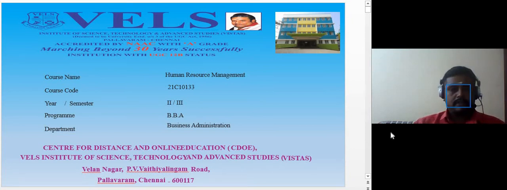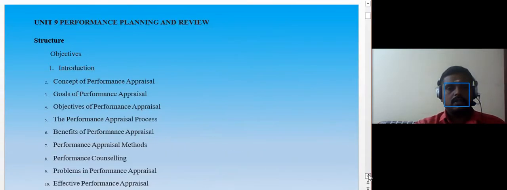Hello students, in this session, we are going to discuss unit 9, performance planning and review. What are all the things involved in this unit? Let me see the structure.